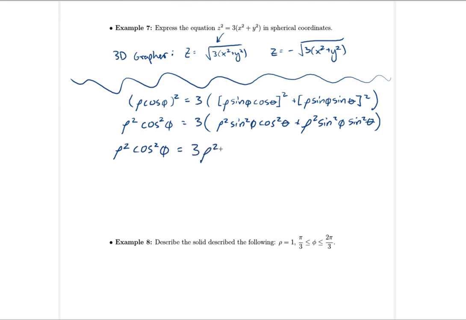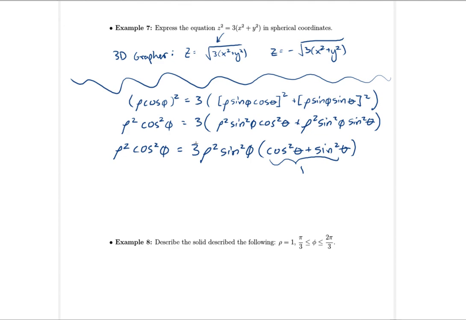And then I factor out a rho squared sine squared phi on the right side. And I'm left with cosine squared theta plus sine squared theta. And this is our best friend in trigonometry, right? When we see that every time, we know that that's just 1. So I'm left then just with these two things.